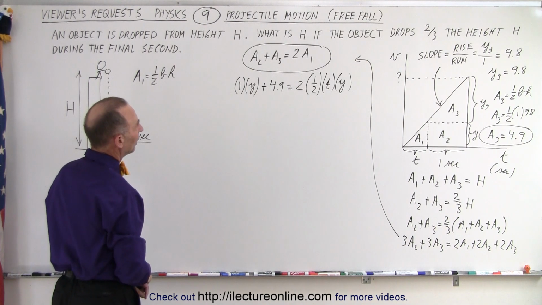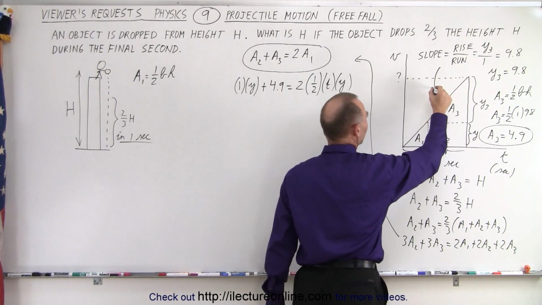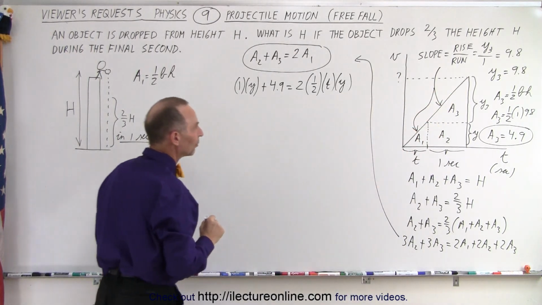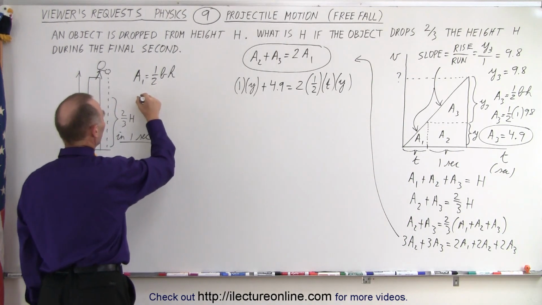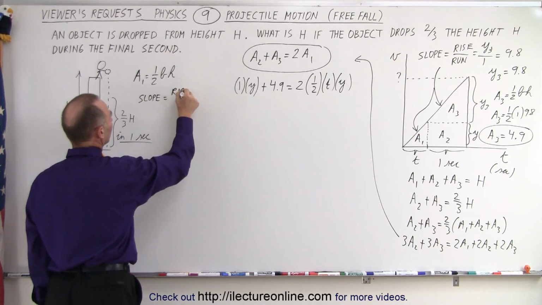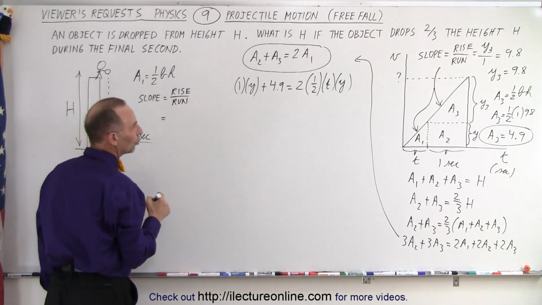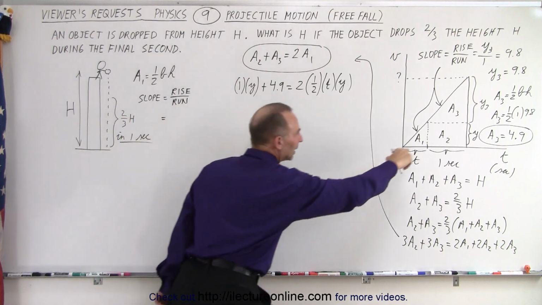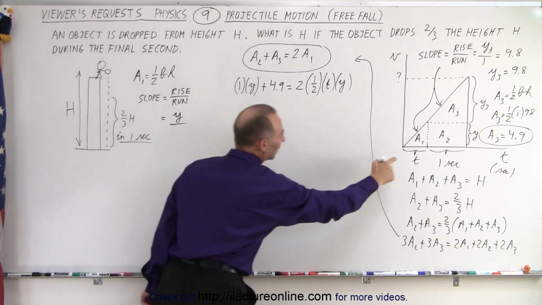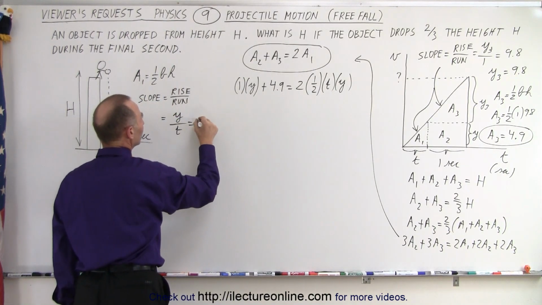And of course, A1 is base times height. Also, of course, we know that the slope here is equal to 9.8. So we can say that the slope, which is equal to the rise over the run, which is equal to the rise, that would be y, and the run would be t, and since that's equal to the slope, that must be equal to 9.8.